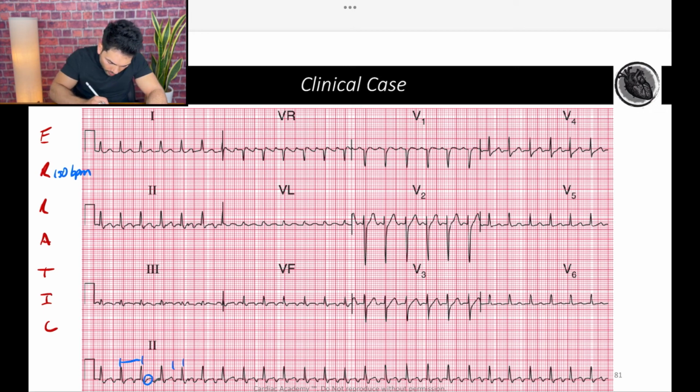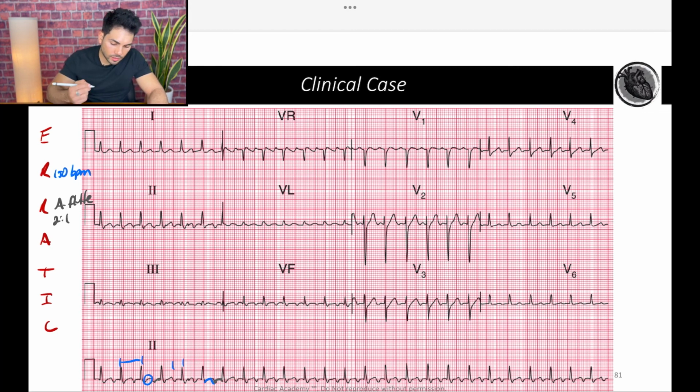So we can see here our first flutter wave, and then the second flutter wave is actually incomplete here. You can kind of complete it with your mind, and you can see two flutter waves in a heart rate of 150 beats per minute. So this is A.Flutter 2-to-1 block, okay? So A.Flutter with a 2-to-1 block, all right?